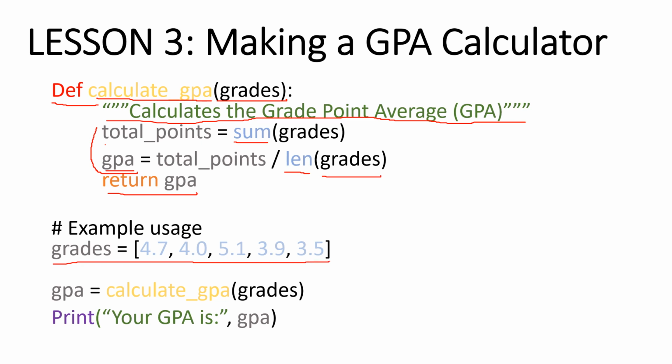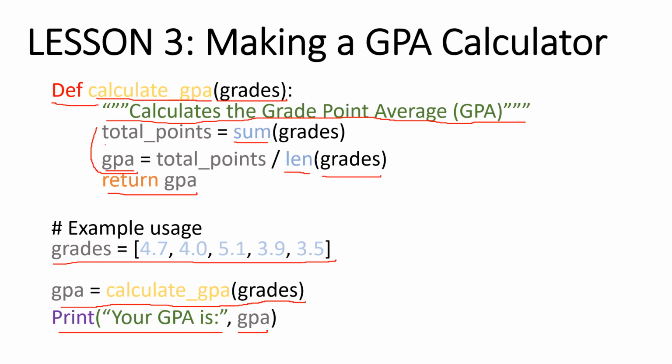So at the bottom here, I've imported some grades. You can put in whatever grades you want. I've just put in those. And then we're going to have a little program that says gpa equal calculate_gpa(grades). So that's what calculate_gpa at the top is coming down now to refer to. And then we're going to type in print "Your GPA is", and then just type in the variable gpa.